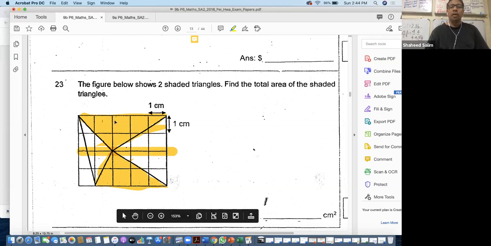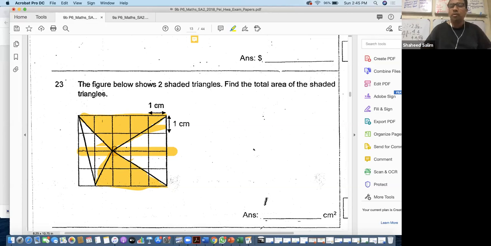Same thing, now you look at it upside down. This one, what's the base? 1, 2, 3, 4, 5. What's the height? 1, 2. Use the formula, you can find out what it is.